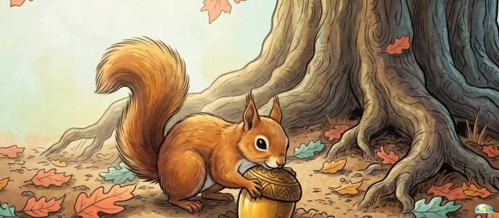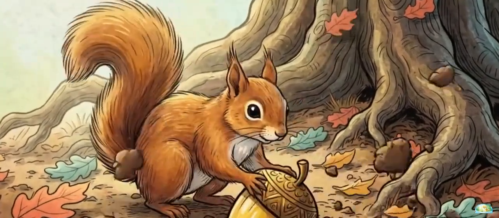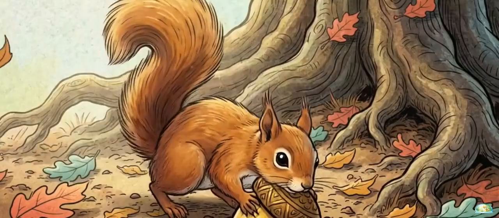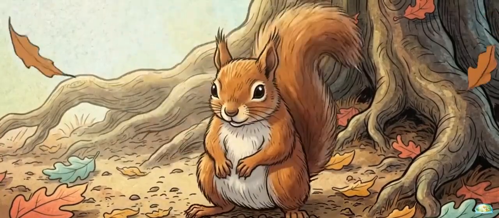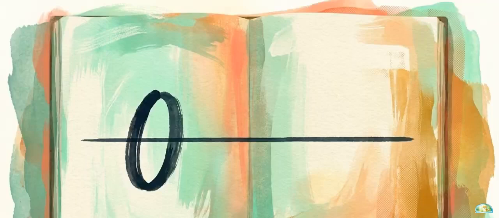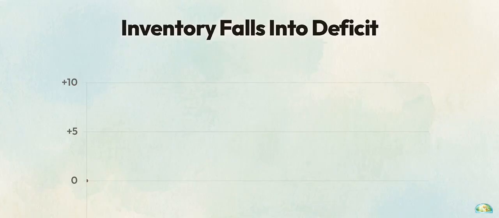This logic applies to entirely different situations, like a squirrel tracking her winter food. Here, 0 doesn't mean no acorns. 0 is her break-even point, the exact number of acorns she had the day she started tracking her stash. Take a look at this vertical chart tracking her inventory. If she locates a new cache of acorns, we log a positive 7. She is 7 acorns ahead of where she started.